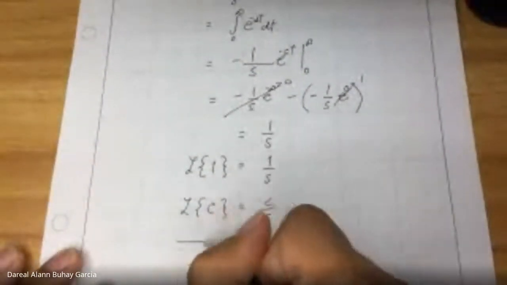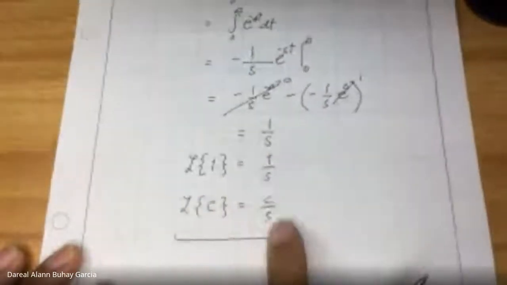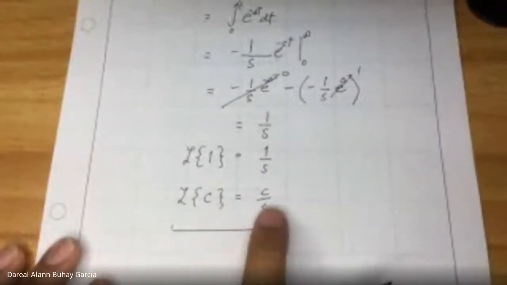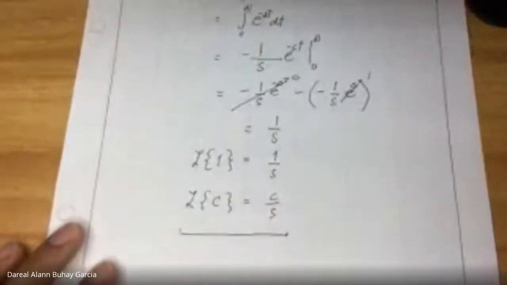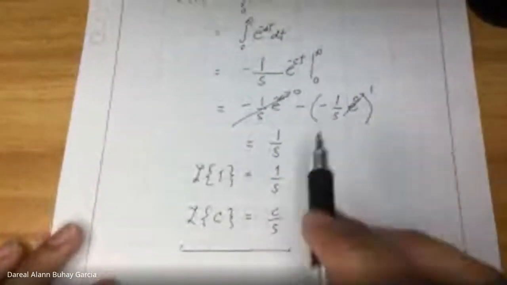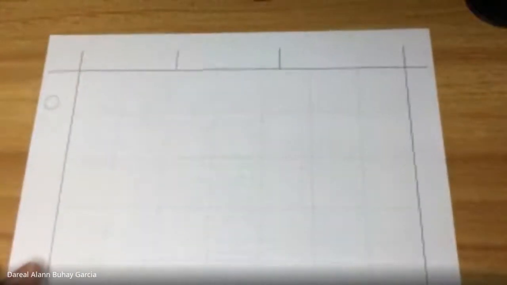I am pretty certain that this will hold. The Laplace transform of a constant will be that constant over S. So, we no longer need to go through this process. We go directly, and don't worry, it is in the table. Slide number 4 of our slides.